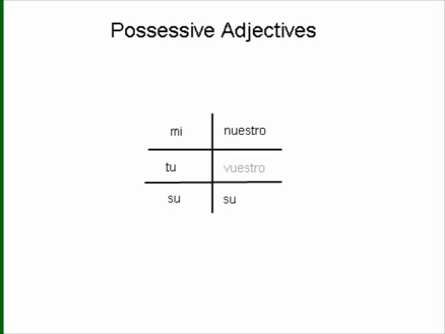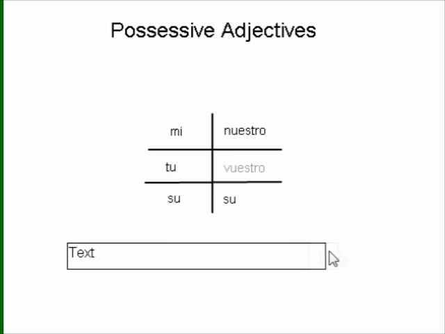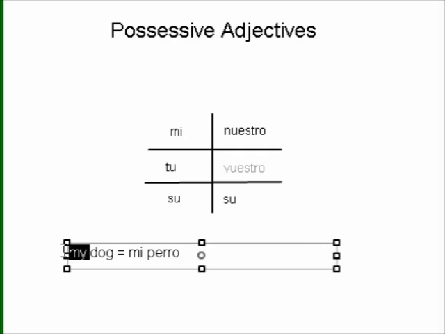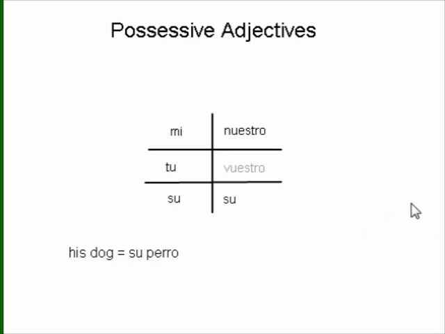Now I just said that generally speaking, adjectives come after the word that they modify. However, with possessive adjectives, that's not the case. So if we wanted to say, for instance, my dog, in Spanish, that would just be mi perro. That's pretty easy. If I wanted to say his dog, it would be su perro, and so forth.